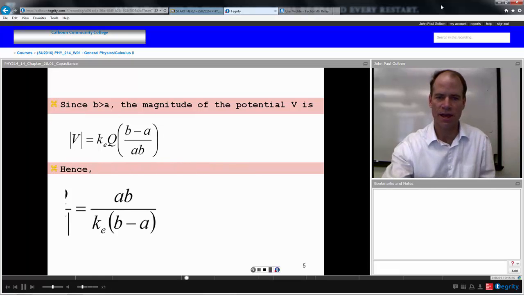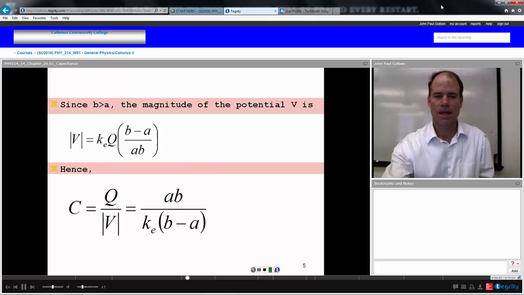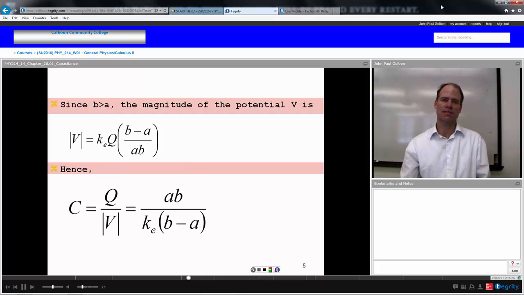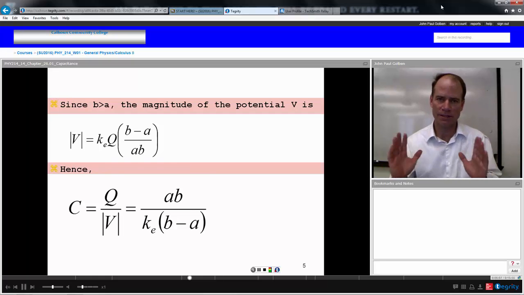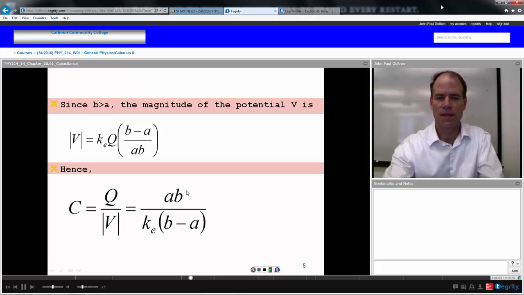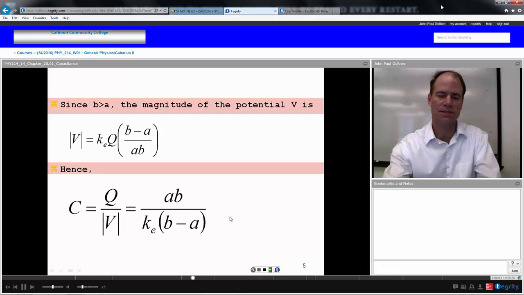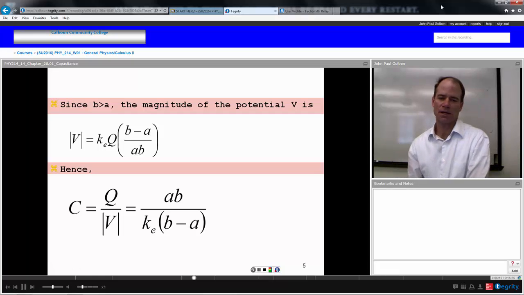greater than a. And hence our capacitance of this device will be the charge divided by the magnitude of the voltage. And that's, the charge will cancel out, and we'll have that the capacitance is a times b over our famous K electric constant, 9 times 10 to the 9, b minus a.